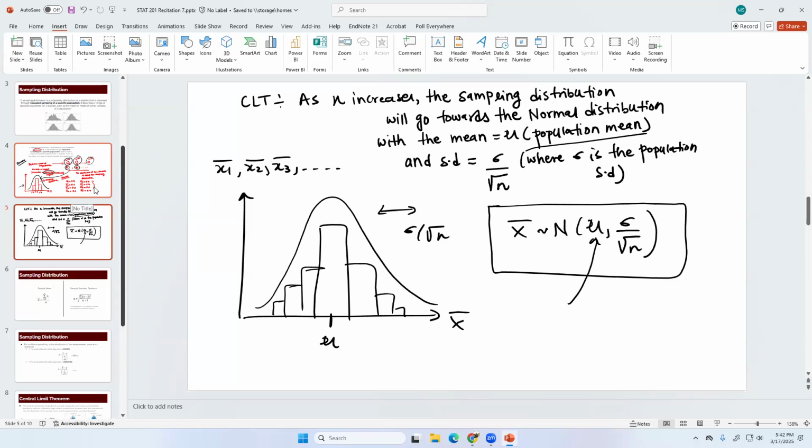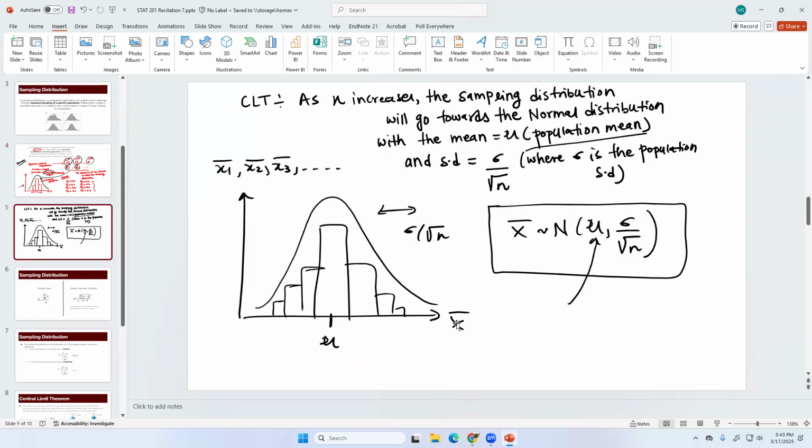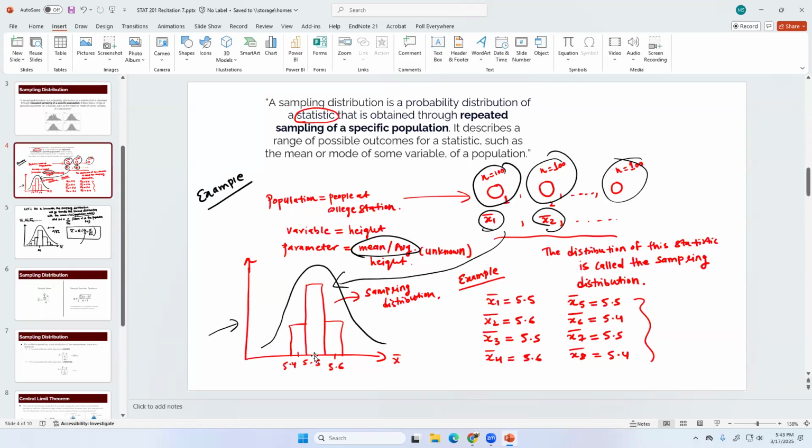Coming back to the original question, okay, what's happening here? We are interested in the mean height of the population, which we don't know. We took a bunch of samples and we plotted its sampling distribution. Now the mean of this distribution is going to be the population mean, okay? That's what the central limit theorem says. This mean of x bar is going to be the mean of the population.